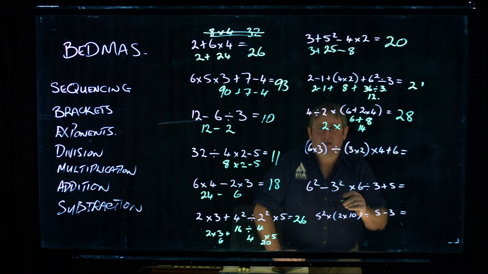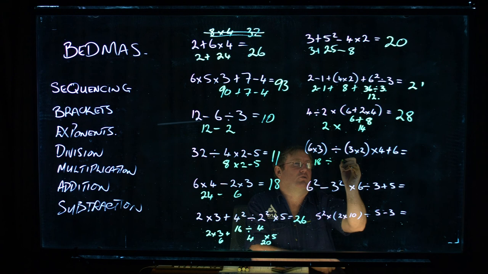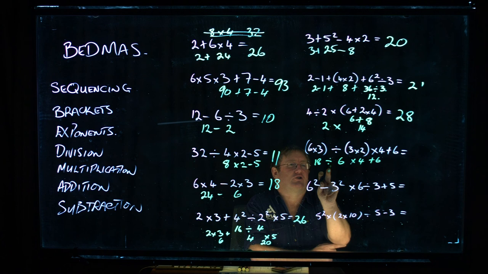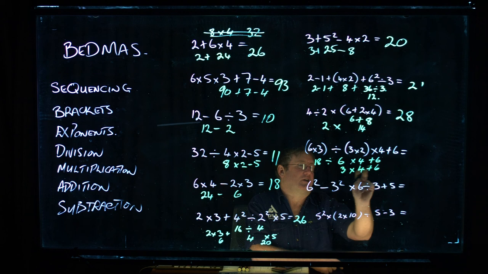This one here, got brackets, division, brackets. So we need to do our brackets first. So 6 times 3 is 18, divided by 3 times 2 is 6, times 4 plus 6. Do your division first. So 18 divided by 6 is 3. So now we've got 3 times 4 plus 6, multiplication before addition. 3 times 4 is 12, plus 6 is 18.